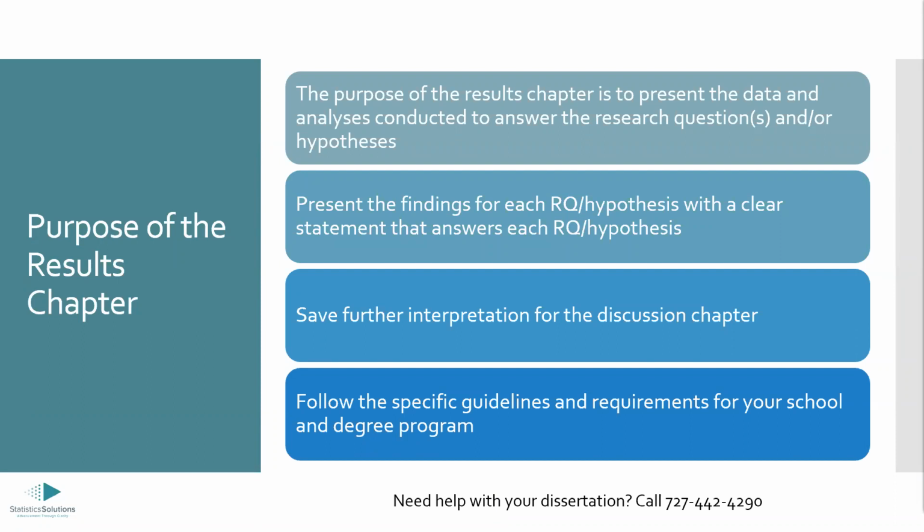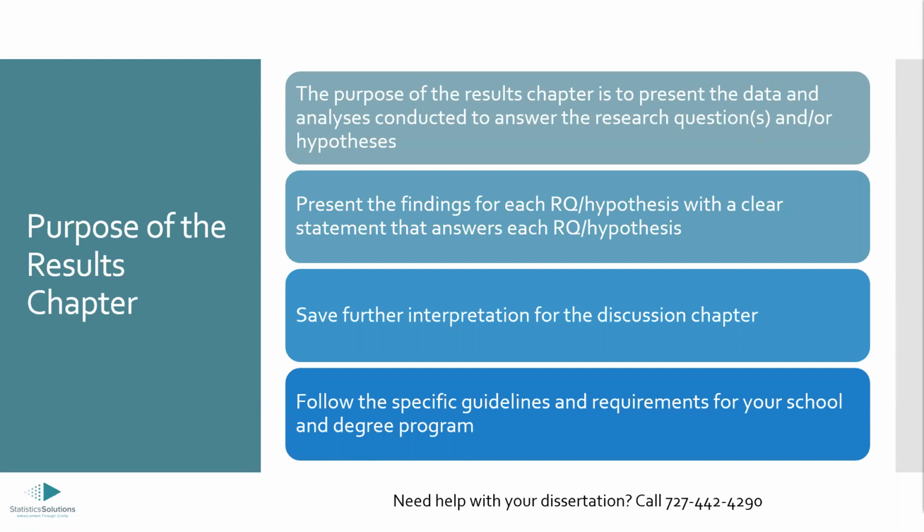You want to present the appropriate statistical findings for each research question and hypothesis, along with a clear statement that answers each research question and hypothesis. By the end of the results chapter, you should have a clear answer to each research question and hypothesis that you have proposed in your study. But you shouldn't go too much more beyond answering those research questions and hypotheses. You want to save further interpretation for the discussion chapter.